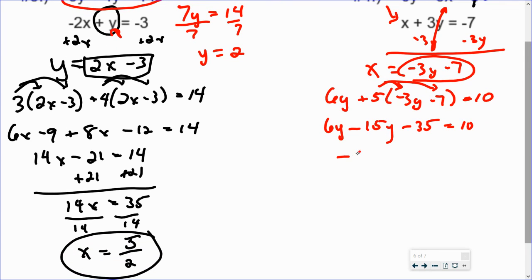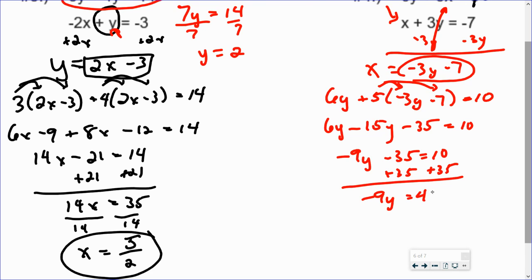Now let's combine these two. Let's add the 35 to both sides. Divide by negative 9. I got a y value of negative 5.